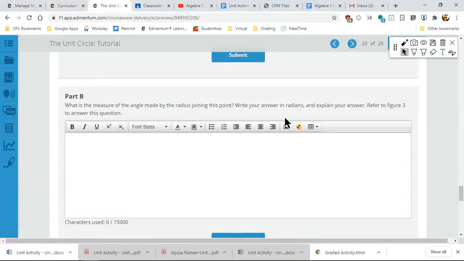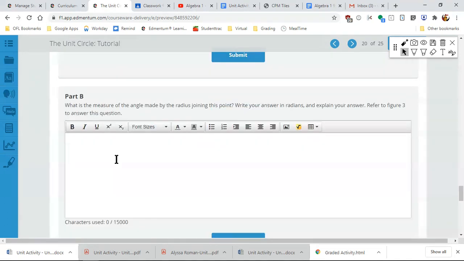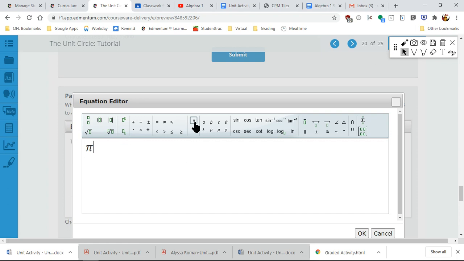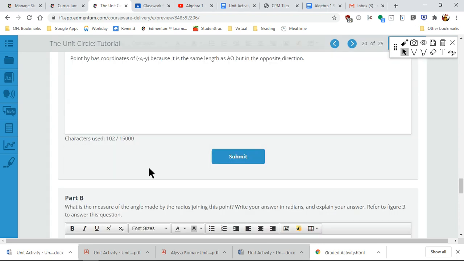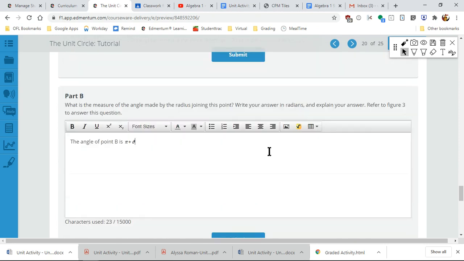What is the measure of the angle there? So if we look here, the angle is the same, except we're doing 180 plus that theta. So when we do this, the angle of point B is pi plus theta. It's the exact same thing, same angle. We go around 180 and then we add another theta. That's all that's happening here.